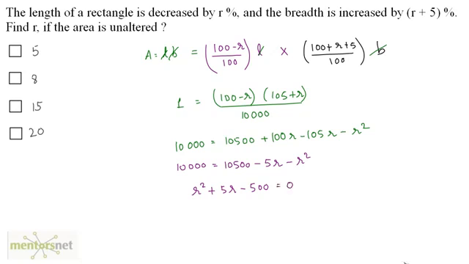Now this is a quadratic equation. If you solve this quadratic equation, you will get two values of r, and those two values of r will be r is equal to 20 and r is equal to minus 25. Now rate cannot be negative, so you take the positive value, right? So option D is the correct answer.